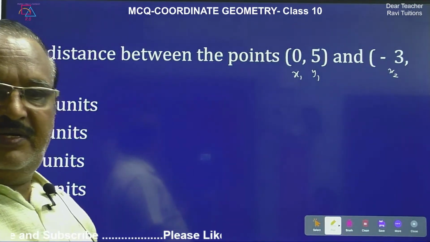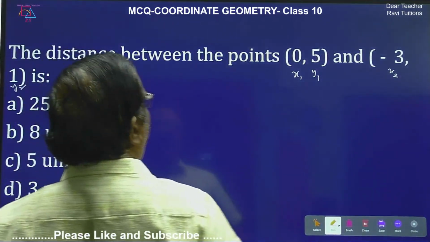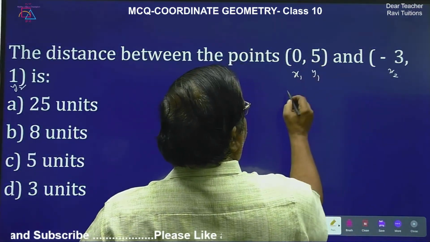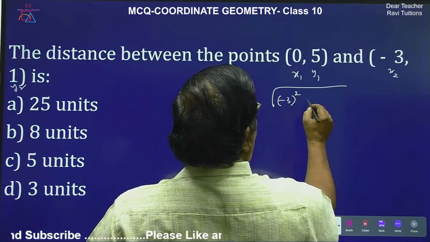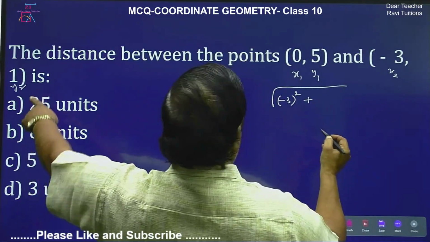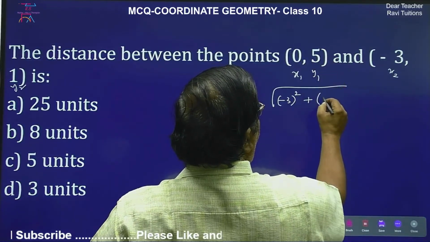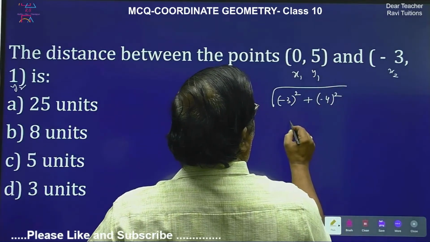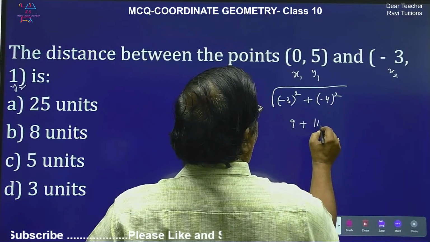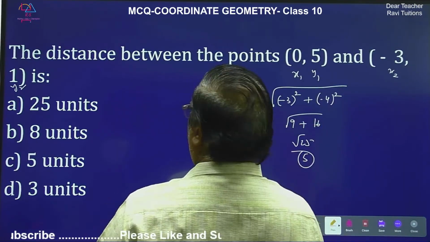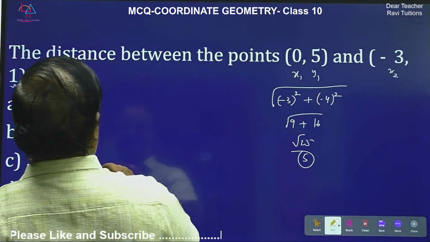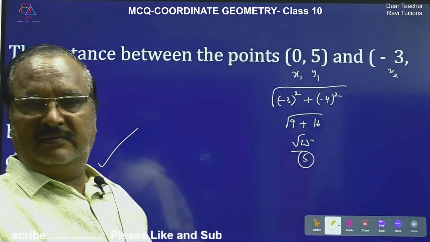So x2 minus 3 minus 0, minus 3 whole square, 1 minus 5, minus 4 whole square. So 9 plus 16, so 25, 5 units. Okay.